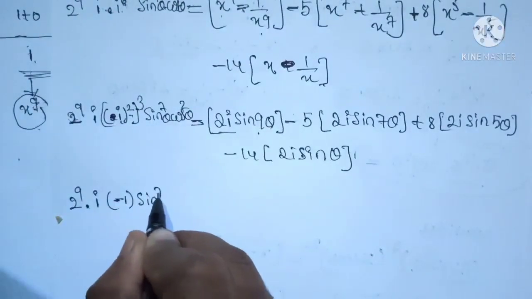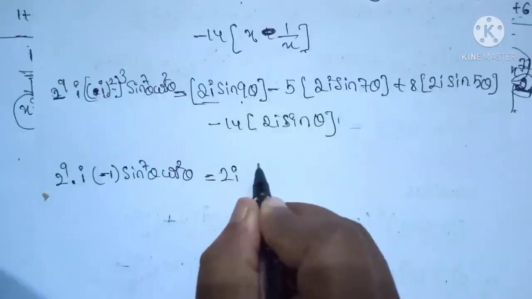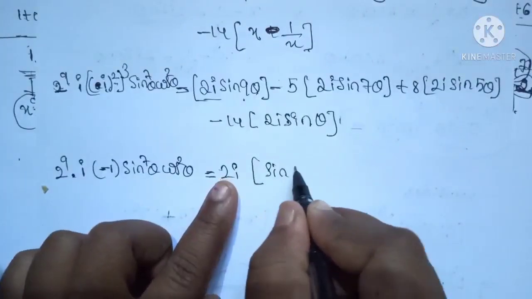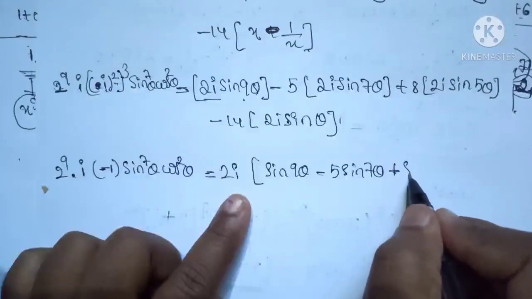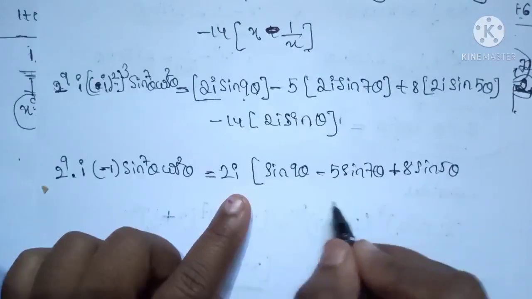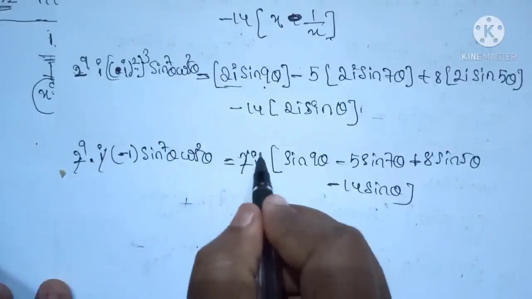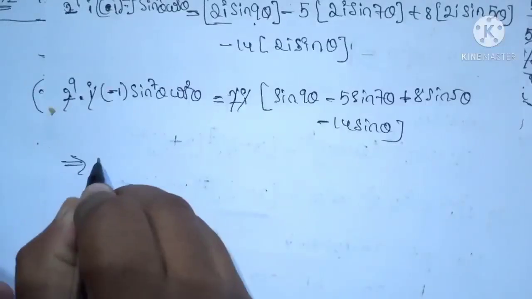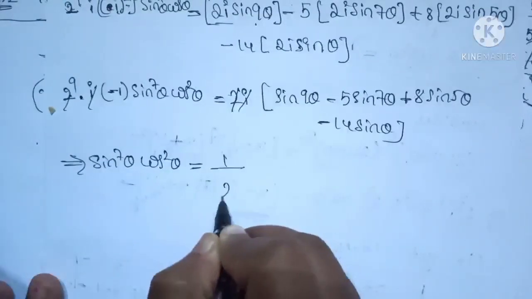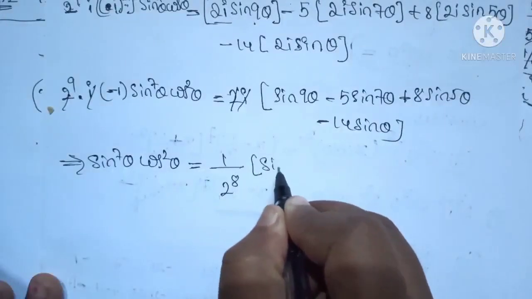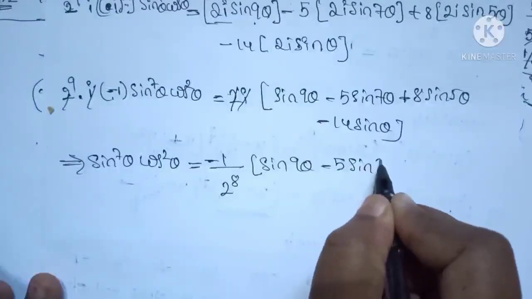Sin^7 theta cos^2 theta equals 2i, taking constant common, we get sin 9 theta minus 5 sin 7 theta plus 8 sin 5 theta minus 14 sin theta. So here one term 2 cancels, i cancels, we get sin^7 theta cos^2 theta equals 1 divided by 2^8. So write this bracket, along with this sign, minus sin 9 theta minus 5 sin 7 theta plus 8 sin 5 theta minus 14 sin theta.